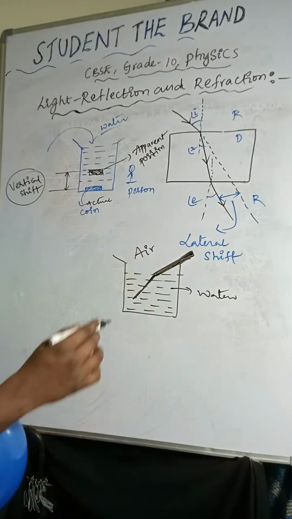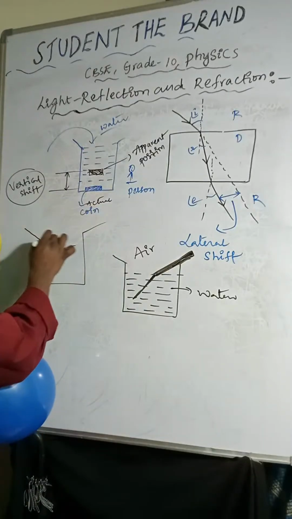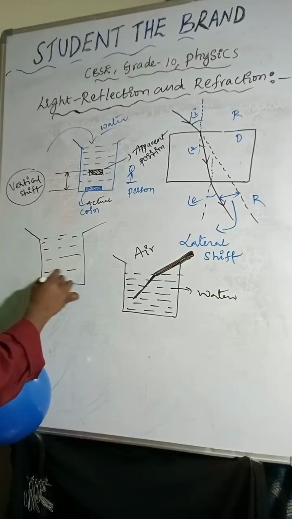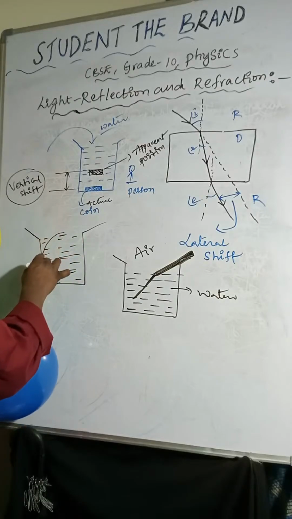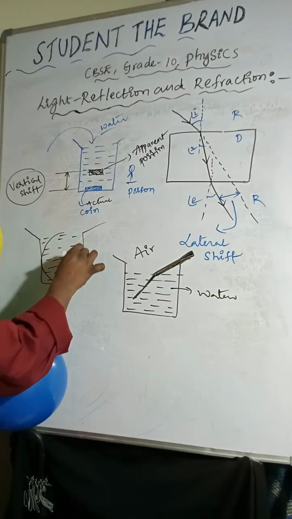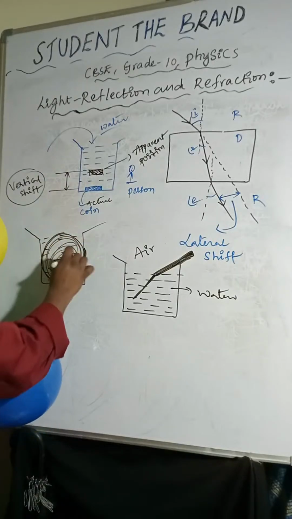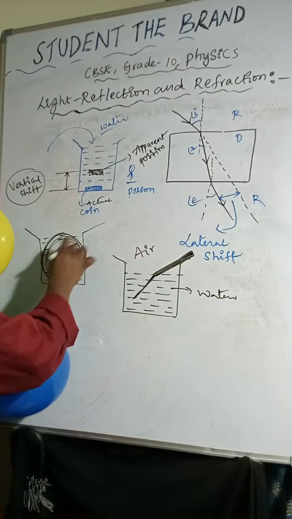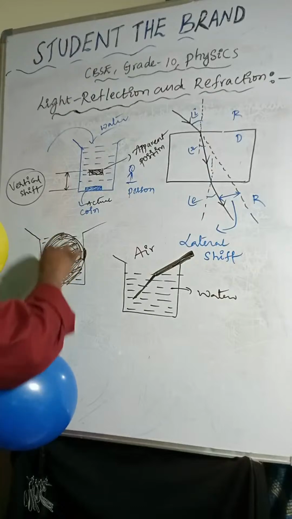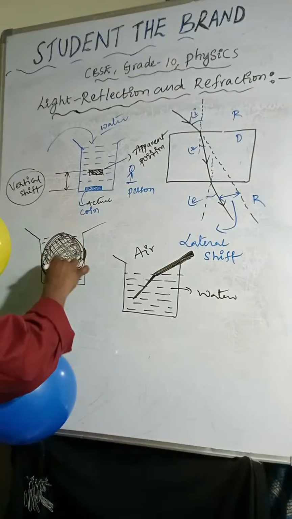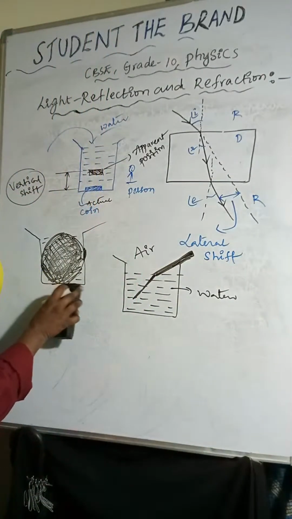And if you place a lemon inside the water, if you take the beaker, you can place the lemon, and it appears bigger because of refraction. You can take this as a lemon.